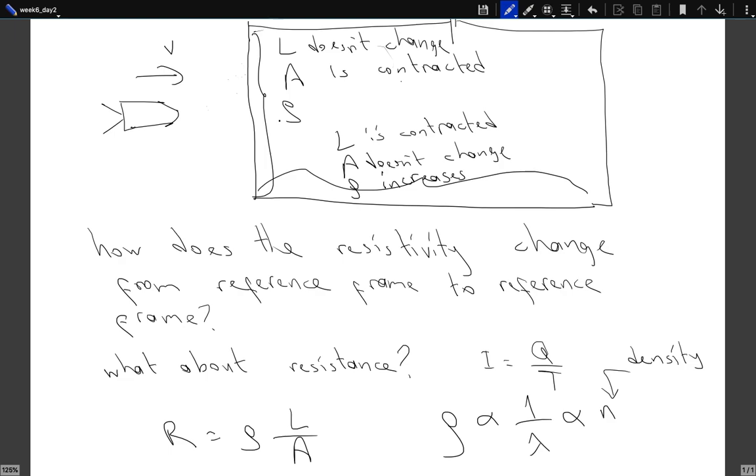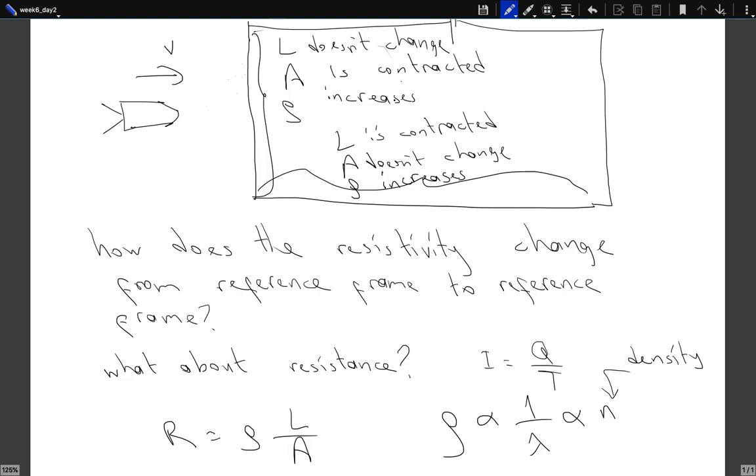Well, let's see, what does it depend on? It depends on the number density. The number doesn't change, but the volume changes. The volume gets smaller because the area is contracted now. So rho increases. The electrons move in the upward direction, but the area A decreases this way, and we kind of know that electrons move around the wire like that.